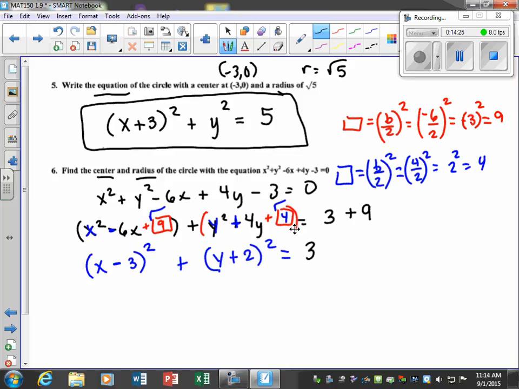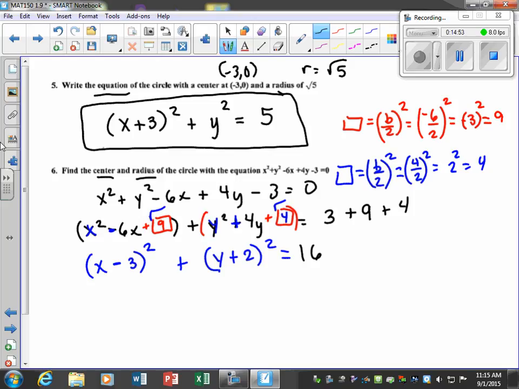Not only that, we put a 4 on this side, so to balance it, we have to add a 4 on the other side. We've got to remember to do that so that we don't change the value of our equation. Now let's simplify that. What does that equal? 3 plus 9 plus 4. 16. Good.